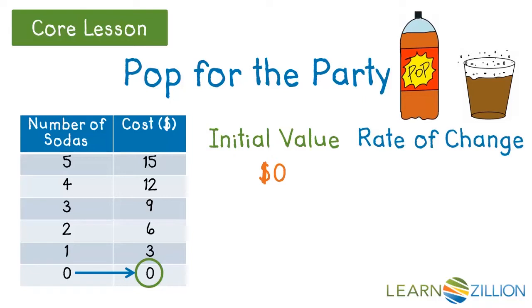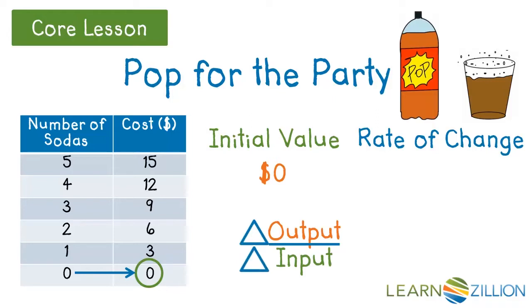Rate of change is calculated by the change in output divided by the change in input. I'll use a triangle to represent change in. This is pretty common in math. When the input decreases 1, the output decreases 3. Notice how I included the negatives. This is critical because the negatives help us decide what direction the rate of change is heading. So when the input decreases 1, the output decreases 3.